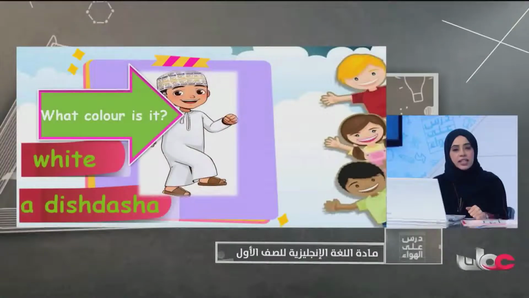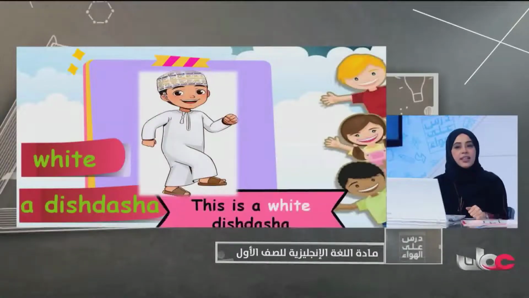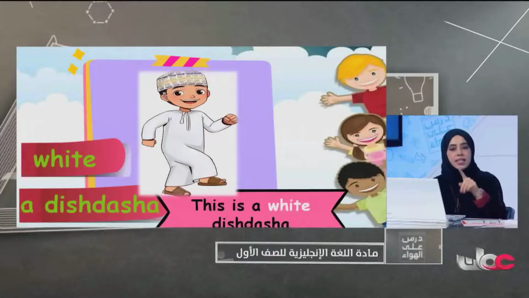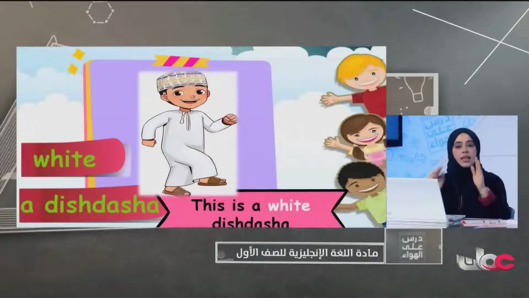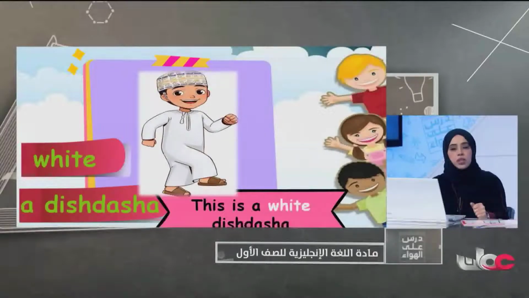White dishdasha. Can you please tell me the sentence? Very good. This is a white dishdasha. As you can see in these sentences, you have to say the name of the color first, then the name of the item, okay? This is a white dishdasha. Repeat the sentence after me, my lovely students. This is a white dishdasha.